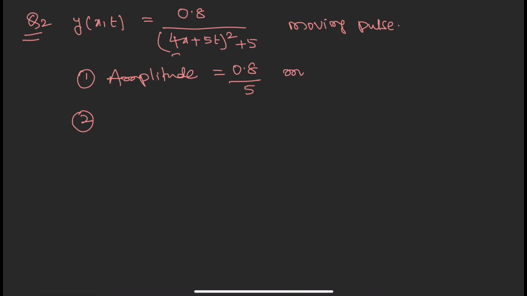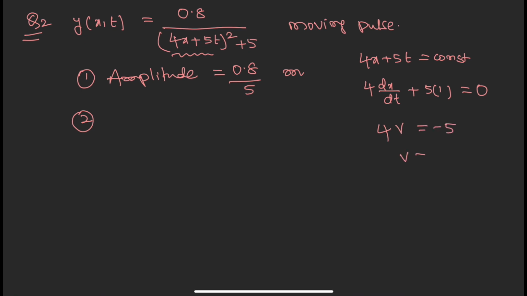So here 4x plus 5t. Two ways we can solve this. 4x plus 5t must be a constant. So 4 into dx by dt plus 5 dt by dt, which is 1; differentiation of a constant is 0. So 4 into dx by dt plus 5 is equal to 0, so velocity V is equal to minus 5 by 4 meter per second. So wave velocity V is equal to minus 5 by 4 meter per second.